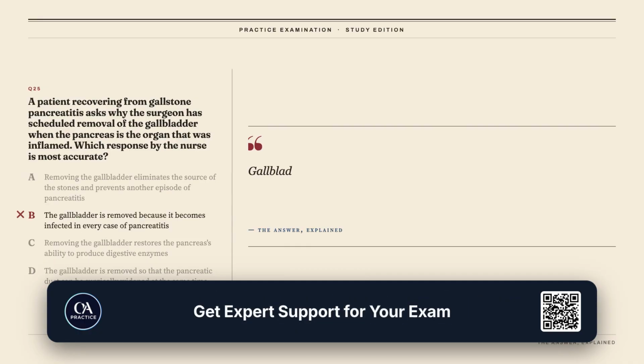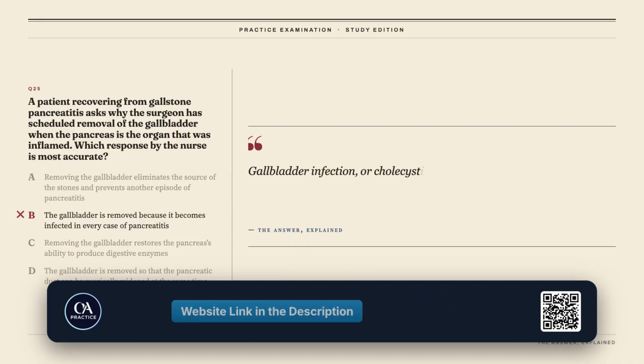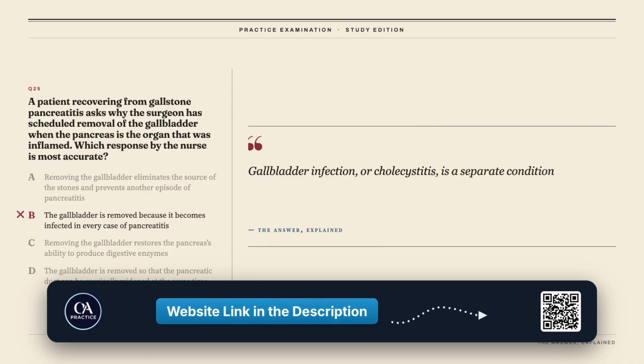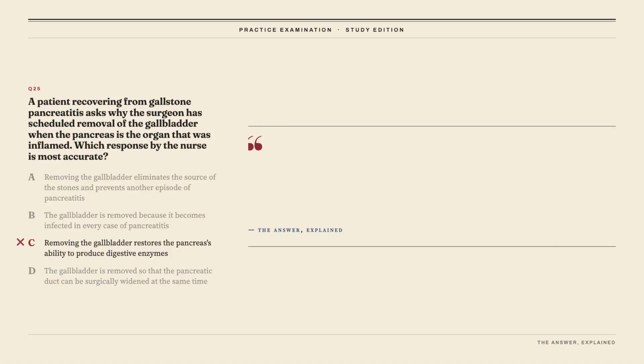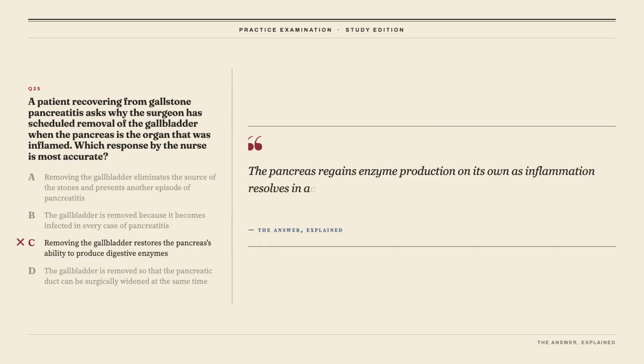B is wrong because gallbladder infection, or cholecystitis, is a separate condition that does not accompany every case of pancreatitis. The rationale for surgery is stone prevention, not infection. C is wrong because the pancreas regains enzyme production on its own as inflammation resolves in acute disease. Cholecystectomy has no effect on acinar cell function.